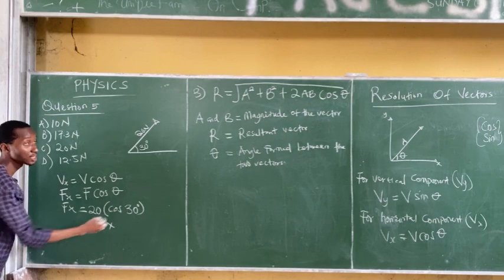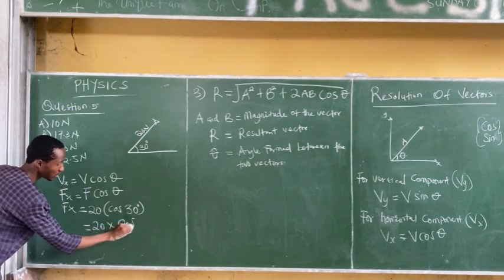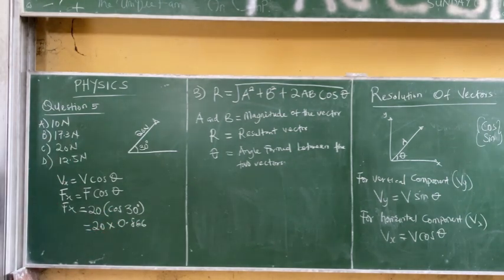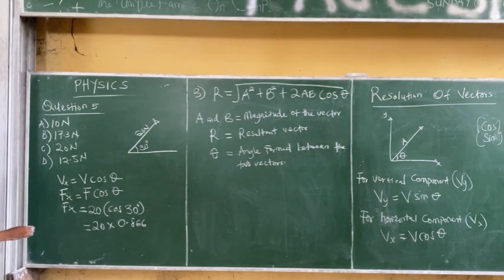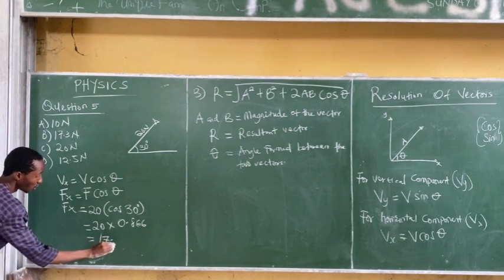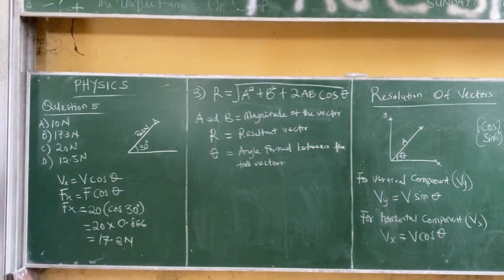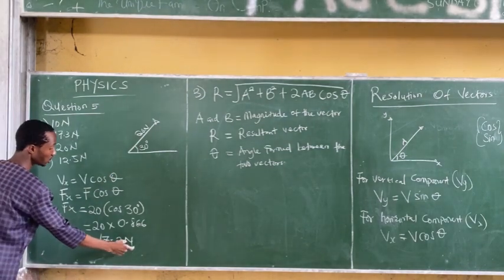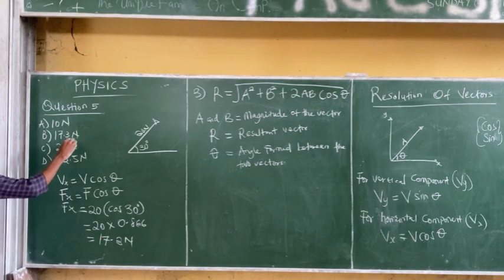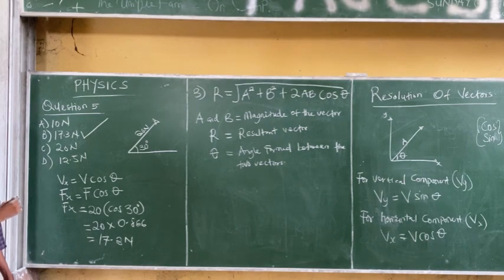20 times cos 30 will give us 0.866. 20 times 0.866, if you punch it in your calculator, you have 17.3 newtons. The question says, what is the horizontal component? Therefore, the horizontal component this vector makes is 17.3 newtons, making option B the correct answer.